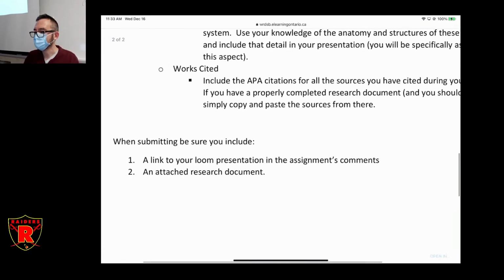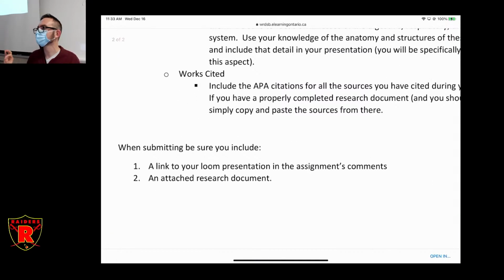Okay, when you submit, I need a link to your Loom presentation or whatever service you're using. Usually they provide a link. Sometimes it's an actual file, and that's fine. You can upload a file. I will say that the file uploading service with Brightspace is not fantastic.